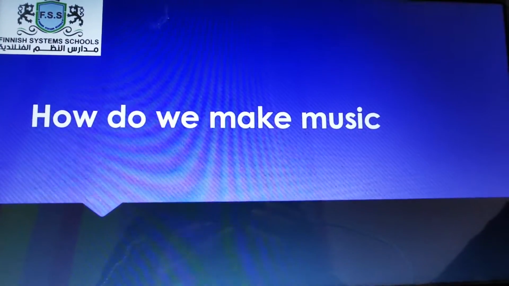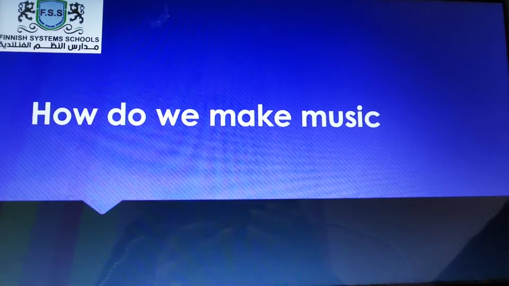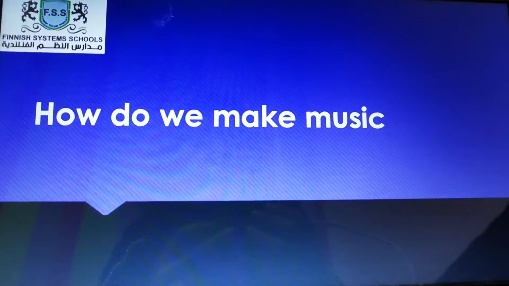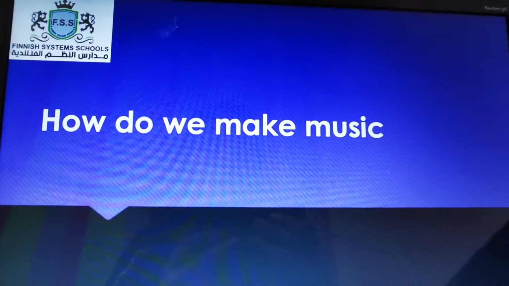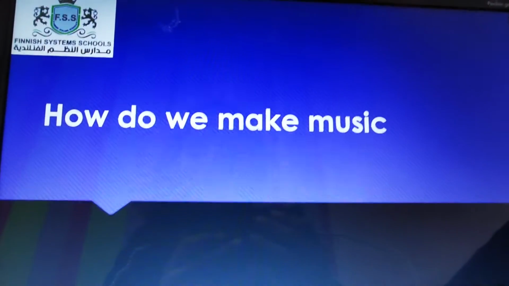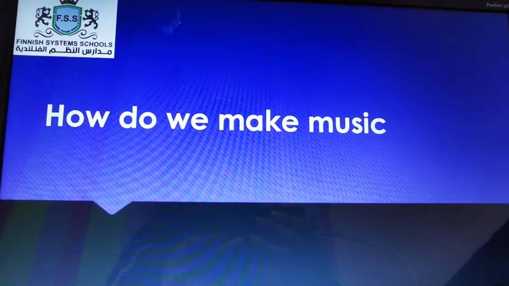Today we will start a new unit. How do we make music? Before we start, tell me what's the meaning of music? What do you know about music? Yes, in Arabic it's musiqa, but in English?